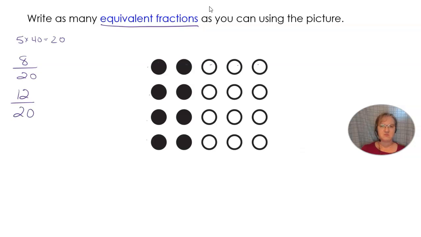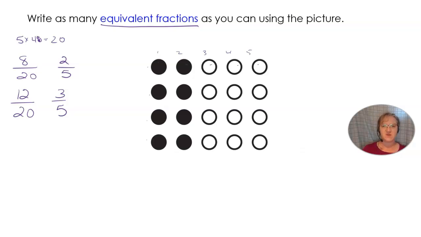We could also look at them as columns. So here we have 1, 2, 3, 4, 5 columns like we already counted. So if we're counting out of 5 columns, how many columns are shaded? 2. How many are not shaded? 3. Are there any other fractions that you can think of?